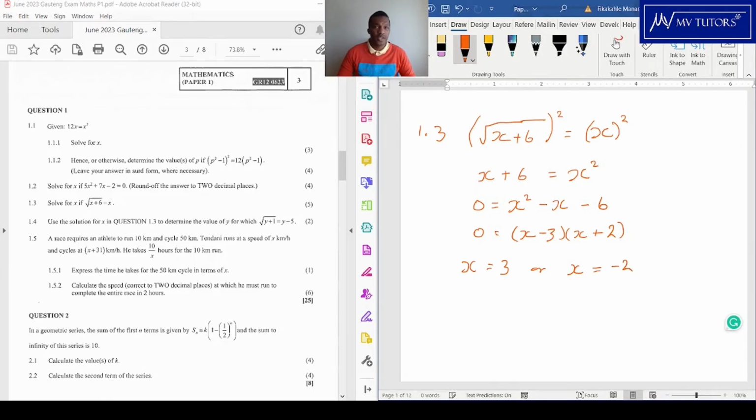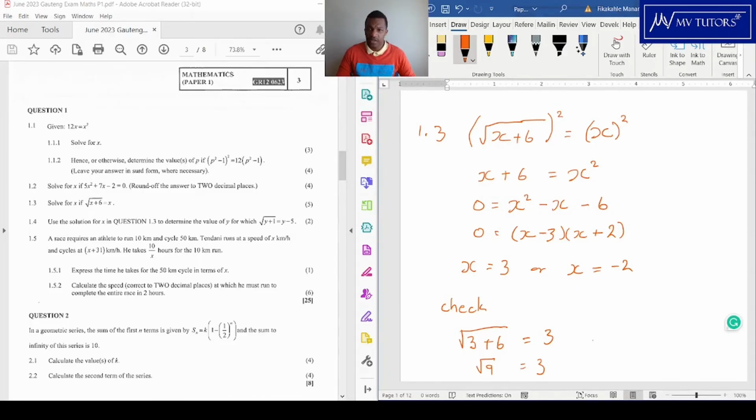Now, ladies and gentlemen, when it comes to surds, these questions with square roots, you always have to do a check, always, because remember, a square root can give you a plus or a minus, right? So let's start with the 3 to check if 3 holds up. Remember, it's square root of x, so x is 3 plus 6. Is that going to give me x is 3? Let's check it out. What is 3 plus 6? That's the square root of 9. So square root of 9 is 3, so it checks out.